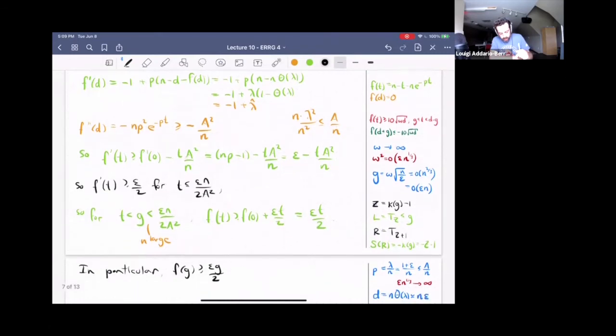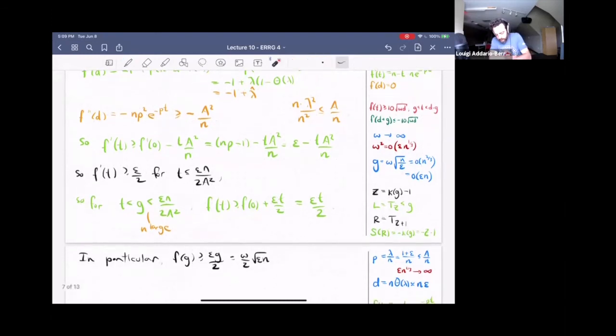Okay, and now let's just plug in the definition of g, omega root n over epsilon. That gives us omega over 2 root epsilon n. And now epsilon n is of the same order as d. So that's, up to constants, the same as omega root d. And all we wanted was that it was at least 10 root omega d, right? So that's actually much bigger than root omega d. And in particular, it's bigger than 10 root omega d for n large. Okay, so that's one of the bounds we wanted.